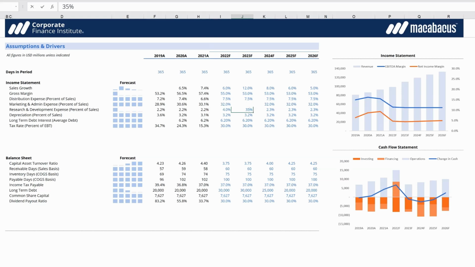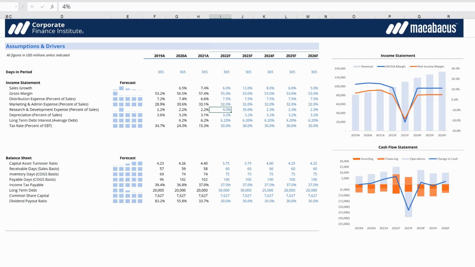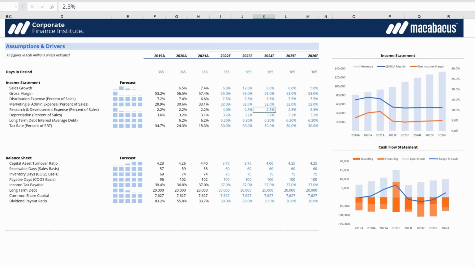This may come off a little bit in subsequent years. Let's say 3.5, maybe 3, and then something like 2%. You can see how that affects the company's bottom line here and their EBITDA figure.